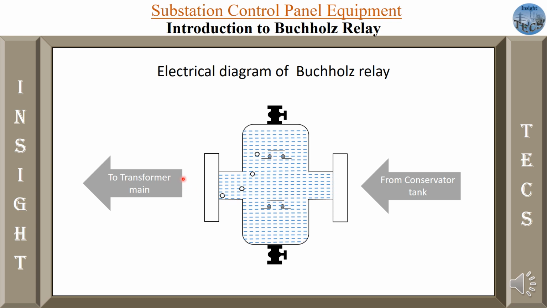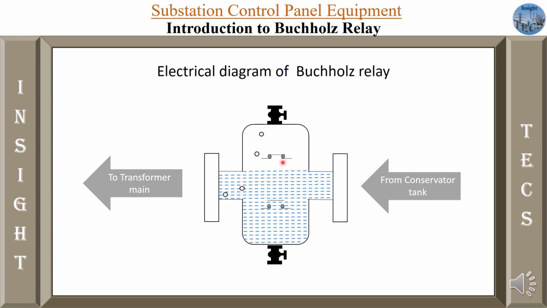Suppose there is some fault due to which gas bubbles are coming inside the Buchholz relay. Slowly the gas will be accumulated inside the relay, due to which there will be oil drain. Where will the oil go? The oil goes inside the conservator tank, and the Buchholz relay starts filling with gas. When the gas fills up to a certain level, due to the pressure of this gas, this NO contact turns into an NC contact. Okay, and this gives the alarm operation for the Buchholz relay.